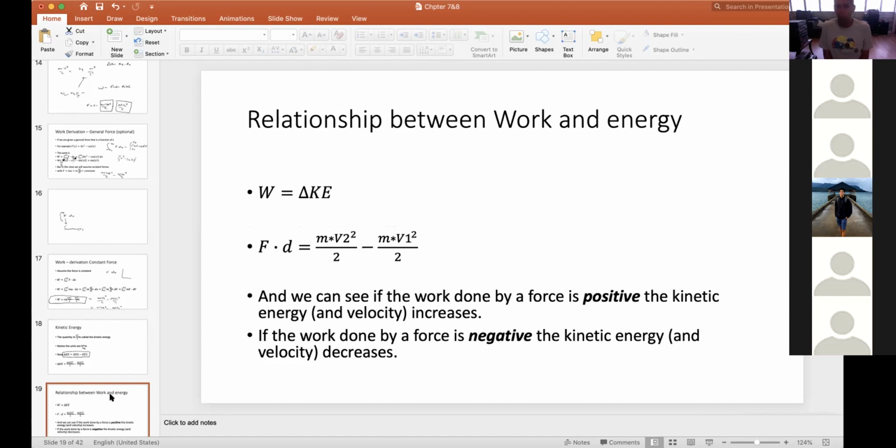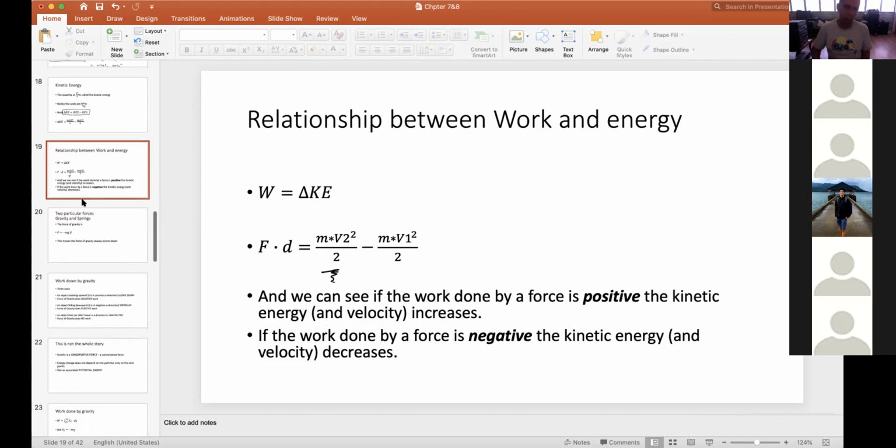If the work is positive, then mv2 squared over 2 is bigger than mv1 squared over 2, and it speeds up. The velocity increases. If the work is negative, then mv1 squared over 2 is bigger than mv2 squared over 2. The object slows down.